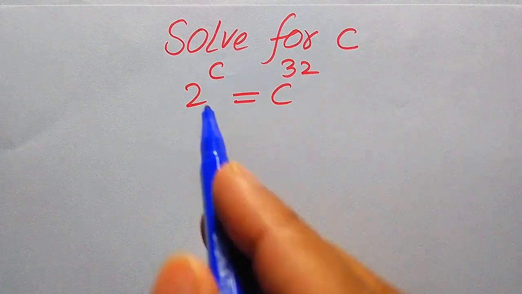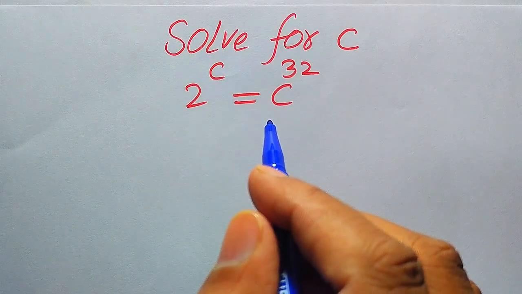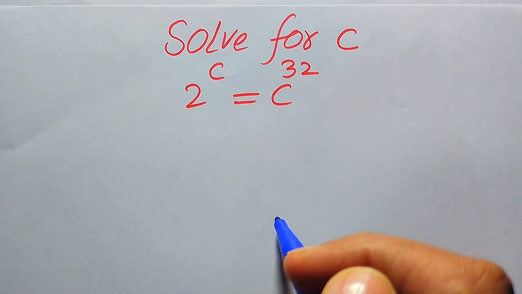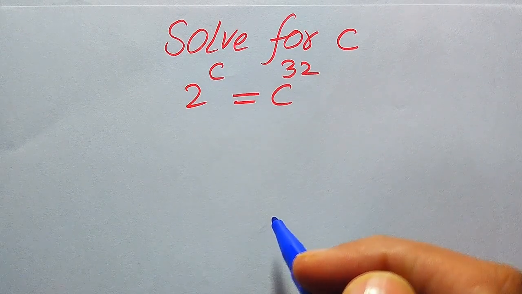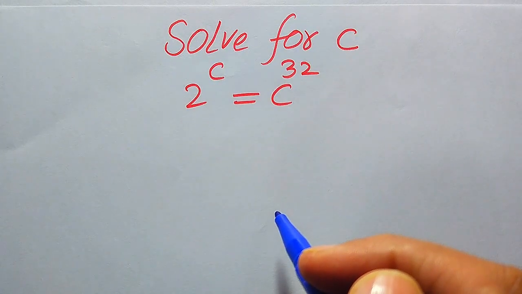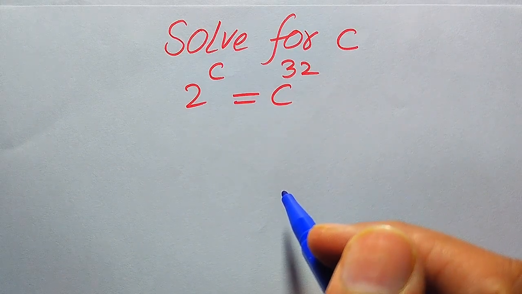So here we have 2 to the power of c is equal to c to the power of 32, and we solve this problem for all the values of c. We need to find all the roots of this equation, and at the end we will verify which of the roots are solutions and which of the roots are extraneous roots. So we move toward the solution of this problem.